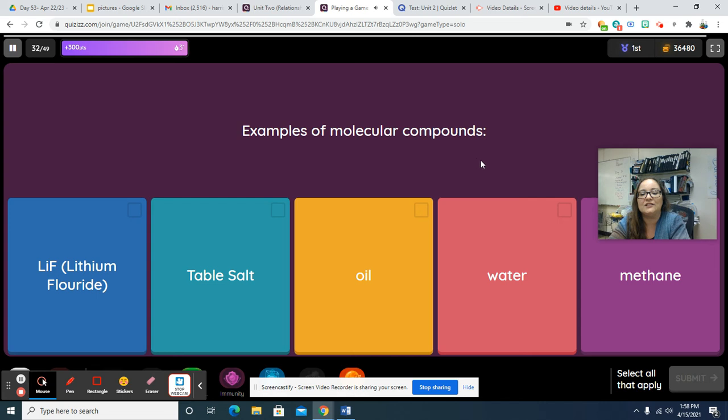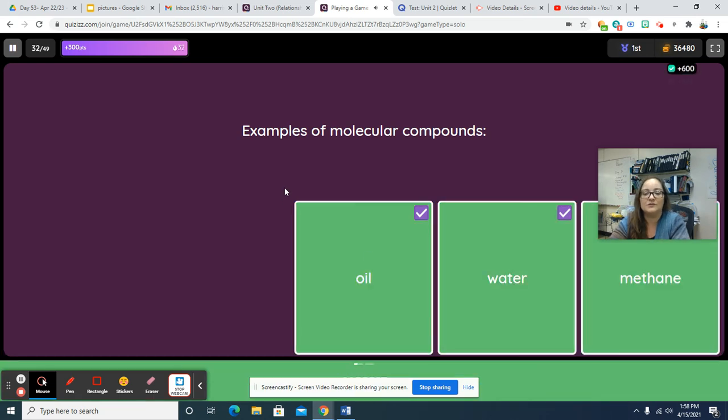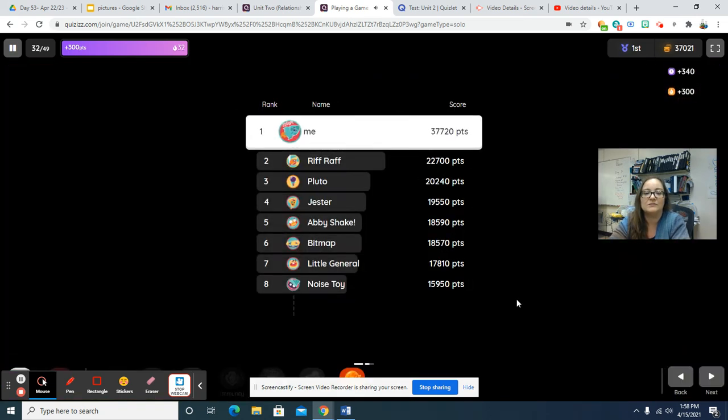Examples of molecular compounds. So these are going to be things that are formed from multiple non-metals. So oil, water, and methane are all formed from non-metals. They're molecular compounds.